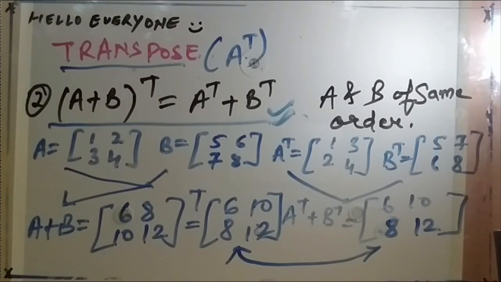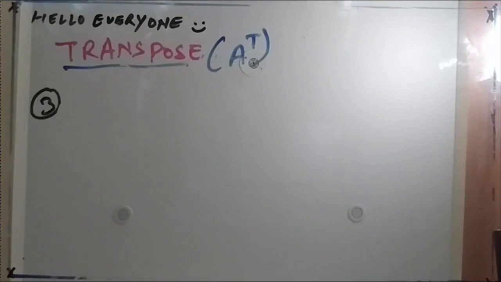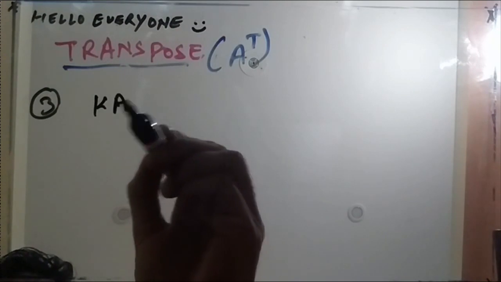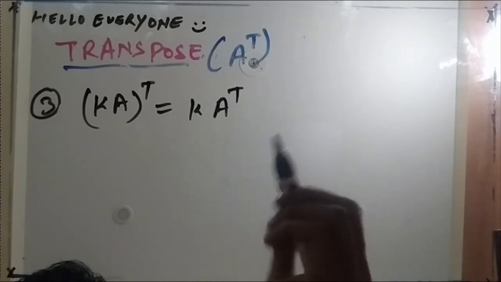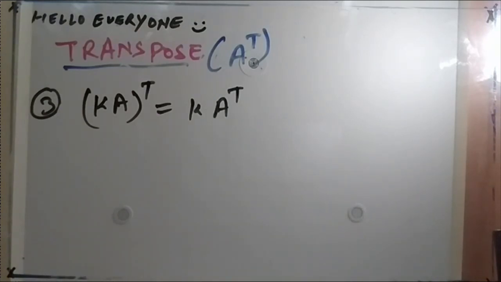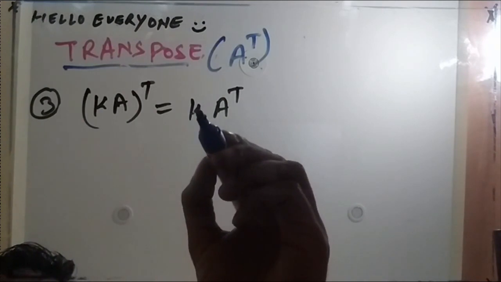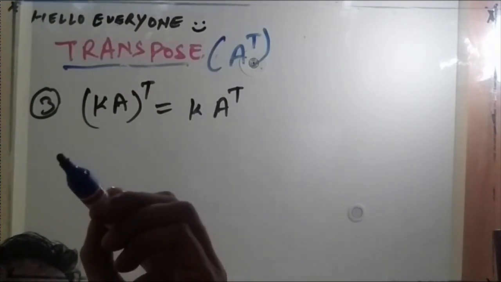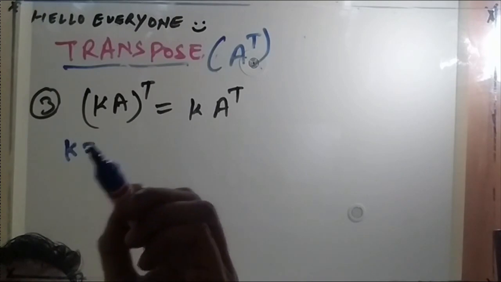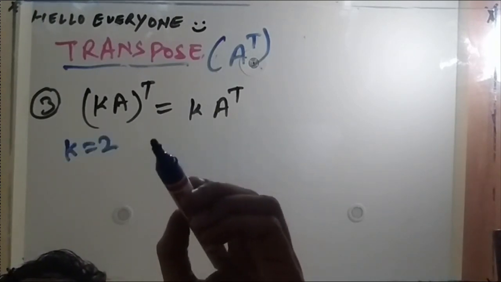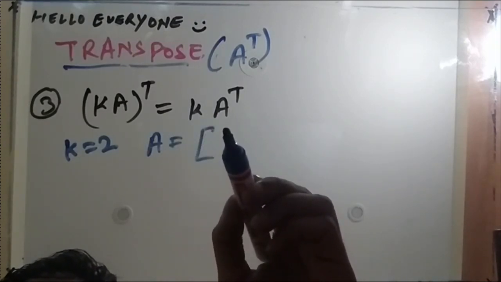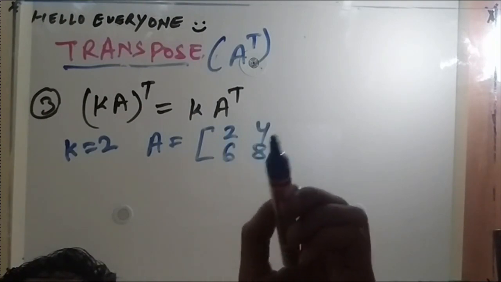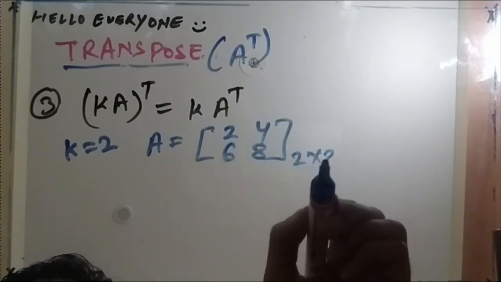Let's go for the third property. Third property we have K of A transpose equals K A transpose. Let's verify this property by an example. Let's say suppose a K is 2, a scalar value, and A is a matrix of 2 by 2: 2, 4, 6, 8. Okay, this is a 2 by 2 matrix.